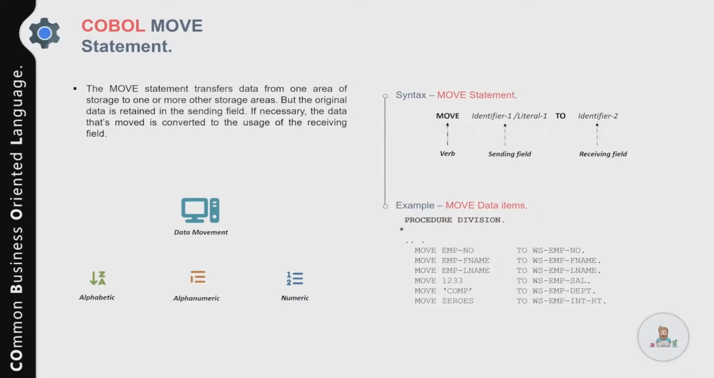Now let's talk about an example. In the following example, we have the procedure division, and we have used a couple of move statements to move data from one field to another field. We have also used a move statement to assign numeric values to a variable. In the first example, we have employee-number, which is being moved to ws-emp-number. Similarly, the second statement is moving employee first name to ws-emp-first-name.